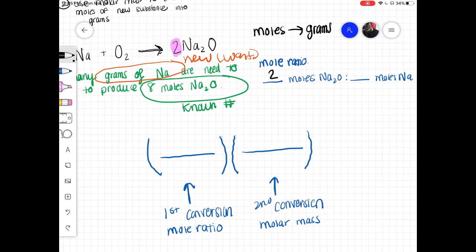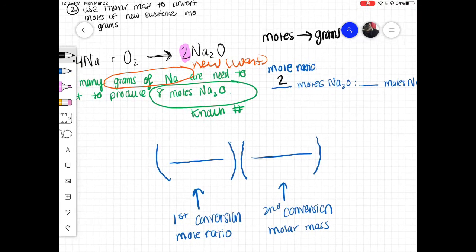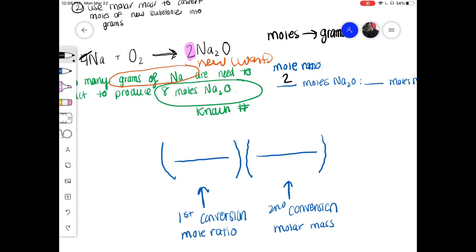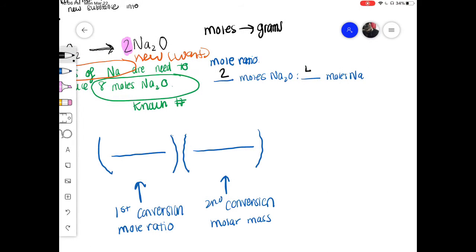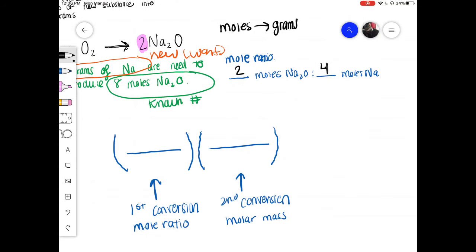Our number of moles of Na is going to be 4, because we have a coefficient of 4 in front of Na. And so now that we know our mole ratio, the other conversion factor that we're going to need is our molar mass.